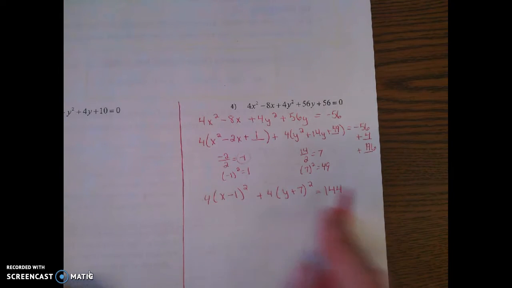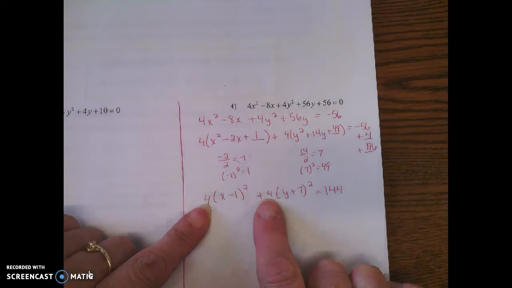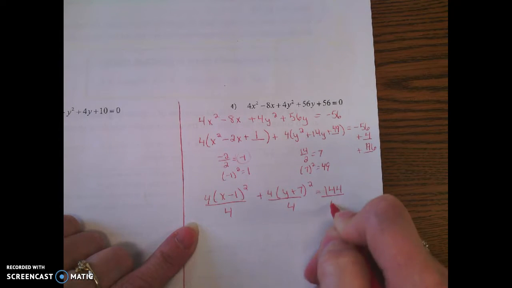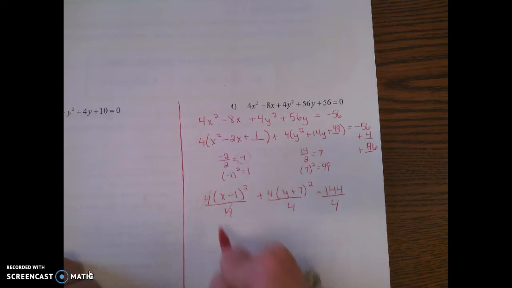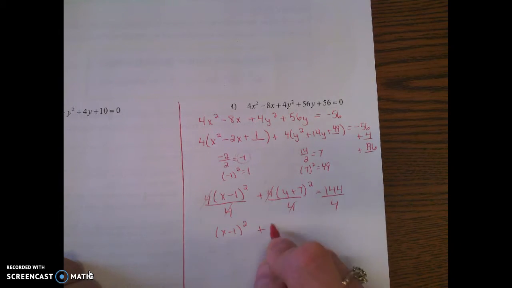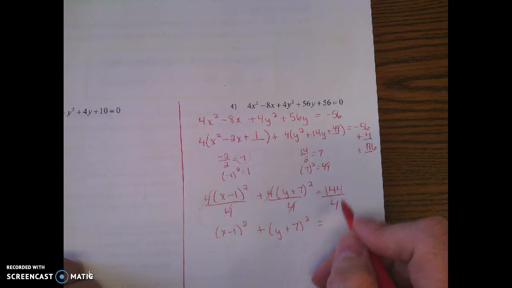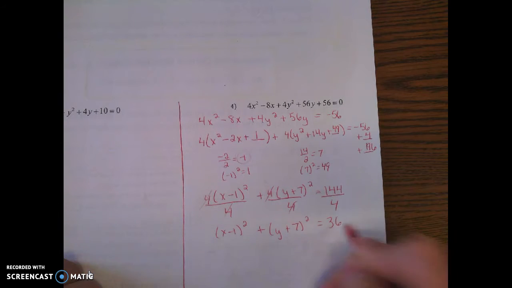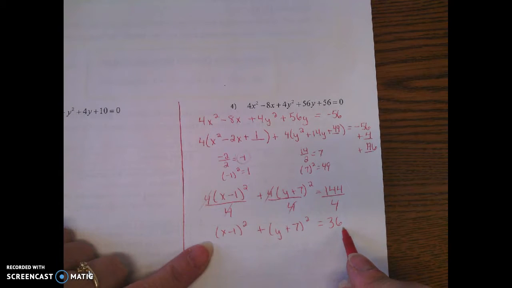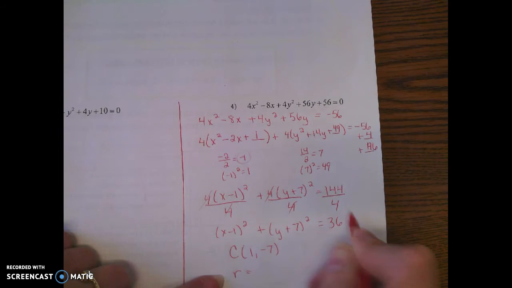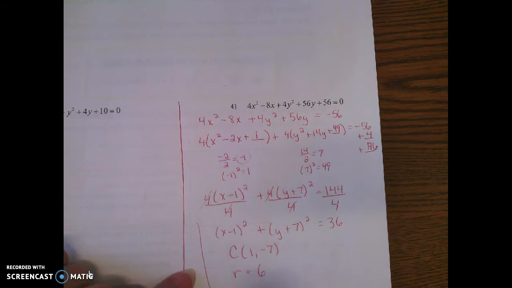Now it's starting to look more like a circle, but there shouldn't be these numbers out in front. So I'm going to divide this entire equation by 4, making them cancel out. So now I have x minus 1 squared plus the quantity y plus 7 squared equals, and 144 divided by 4 is 36. This is a circle because your radius is greater than 0, so I can pull out my center, and I know my radius is the square root of that number.